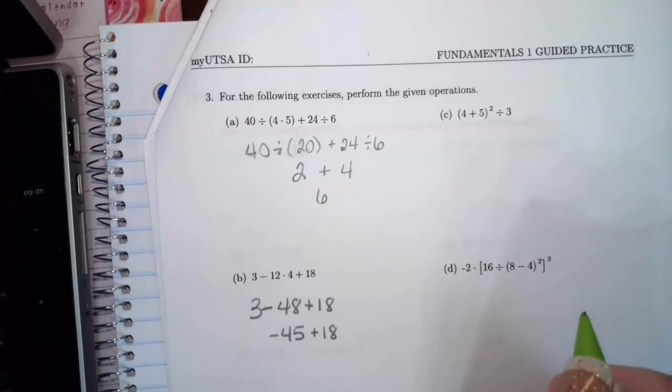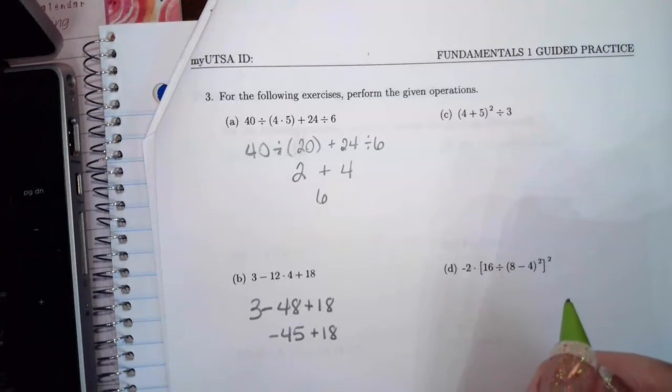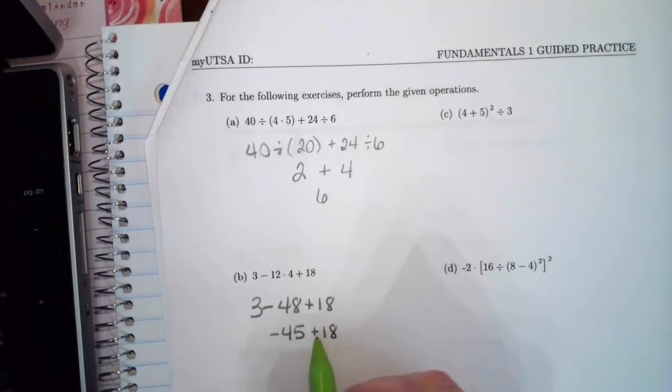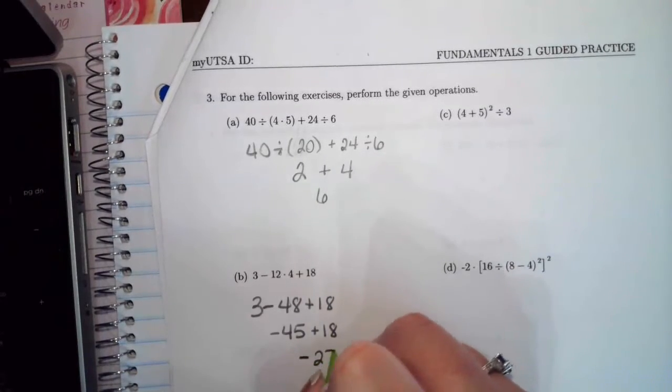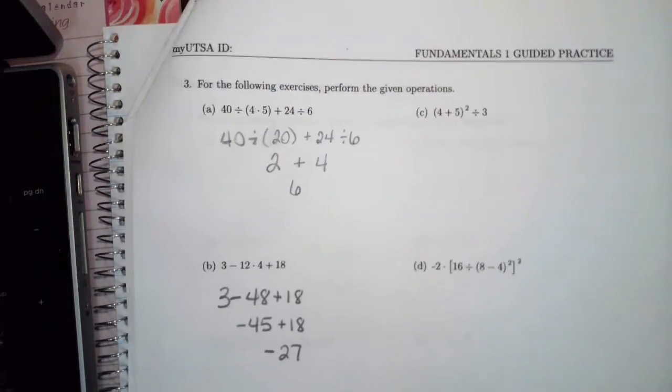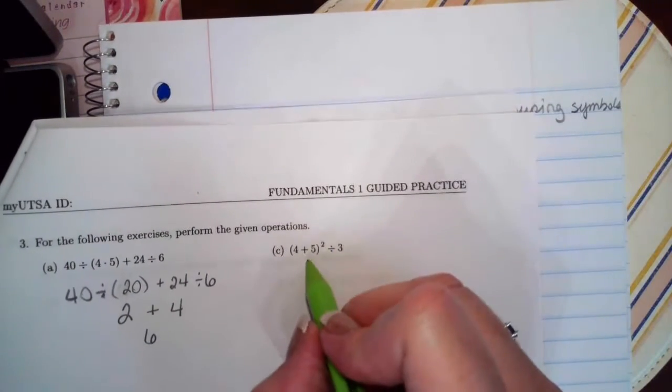So remember, work it from left to right. And then negative 45 plus 18 is going to be a negative 27. So that is using order of operations. So let's look at this next one.